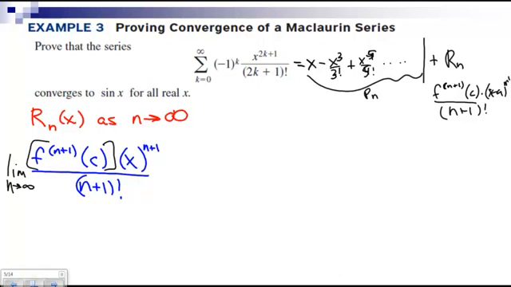X to the n minus 1. It's going to get really big, isn't it? N plus 1 factorial as n gets big. It gets really big. Which one gets bigger faster? L'Hopital. Oh, no. Can't do L'Hopital in this case.